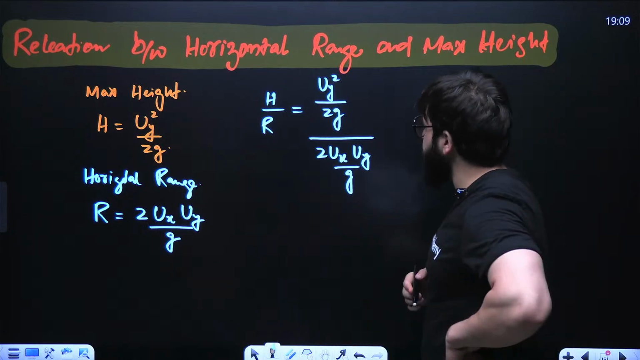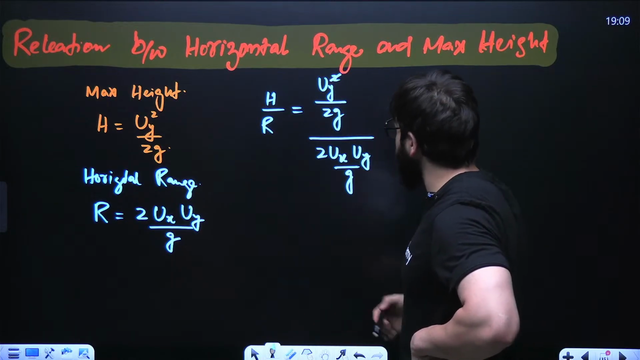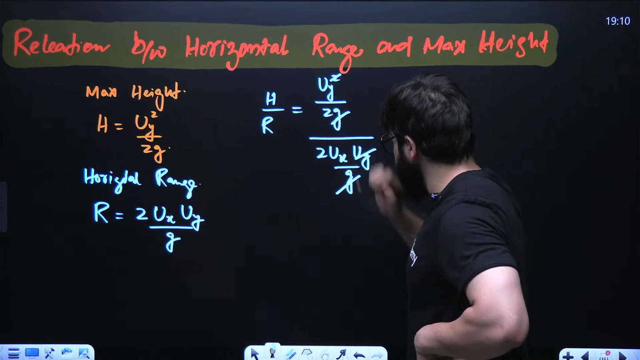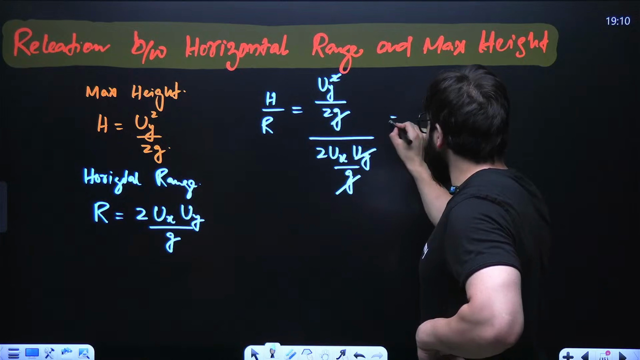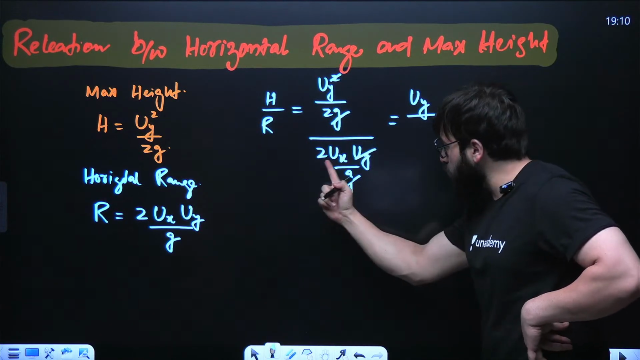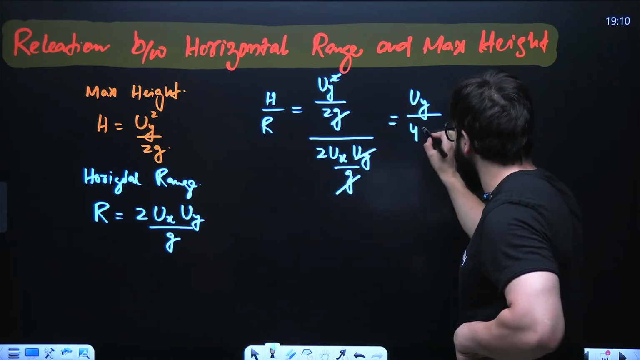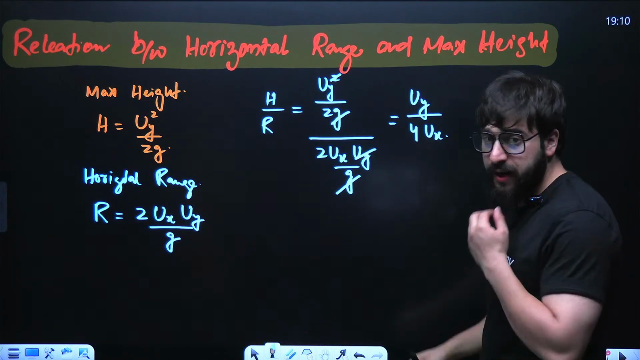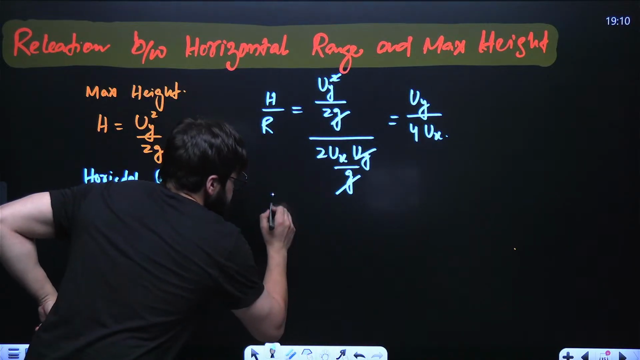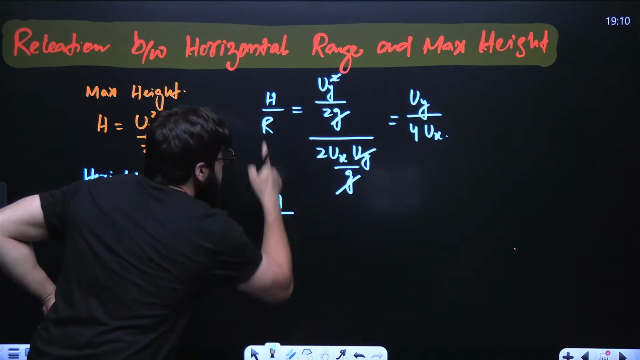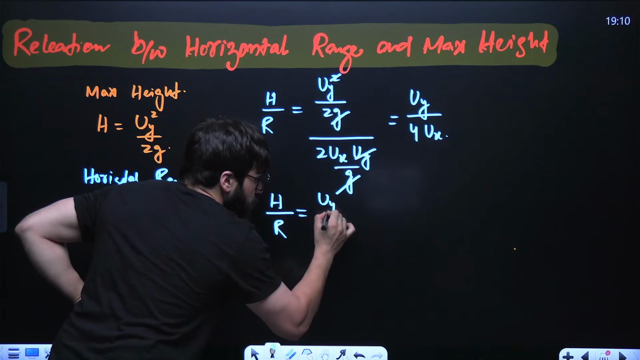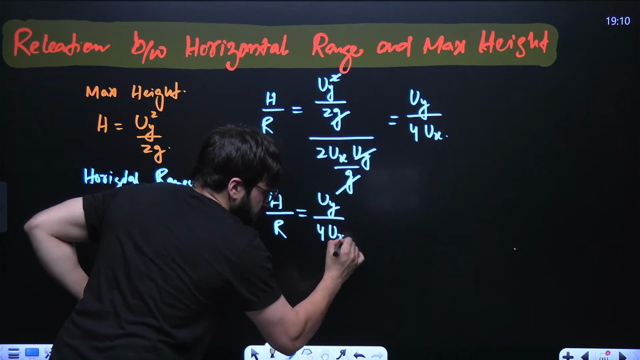Now tell me one thing. This u square and this uy will cancel, and this g and this g will cancel. What remains over here is uy divided by 2, and over here 2 times ux, that will be 4 times ux. So this maximum height and range ratio will come out to be uy divided by 4 times ux.